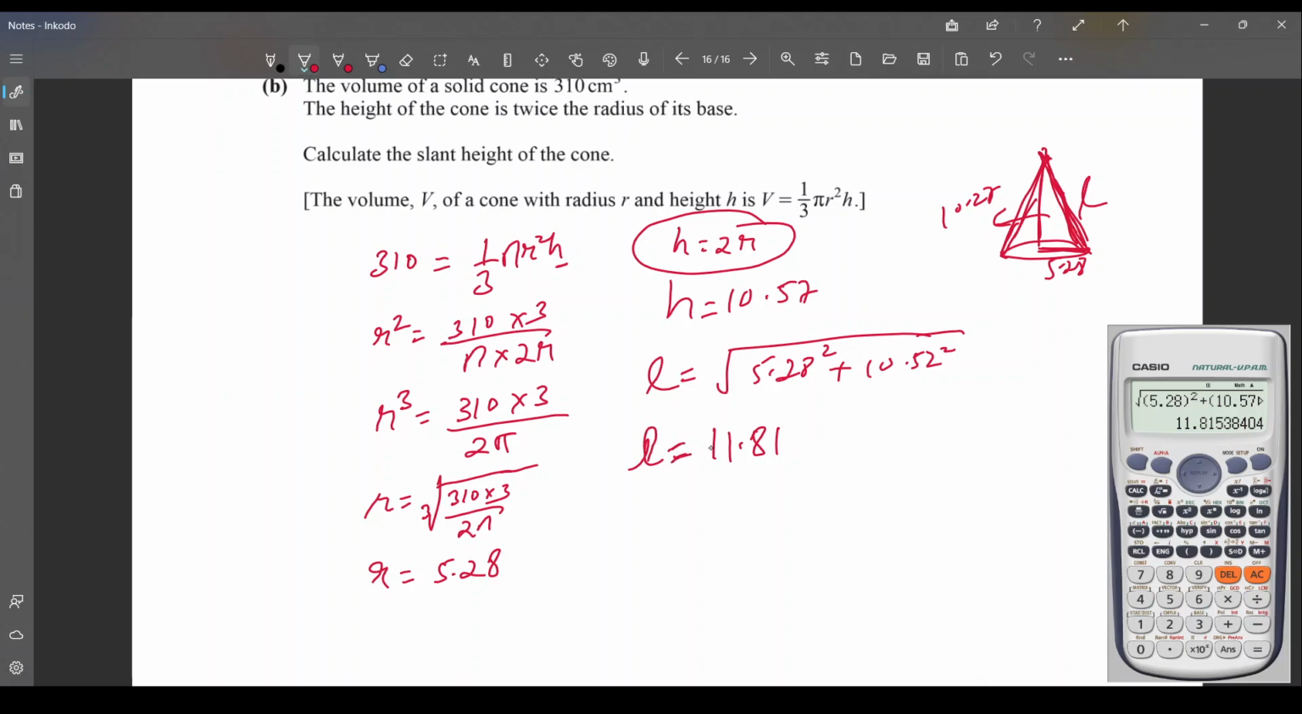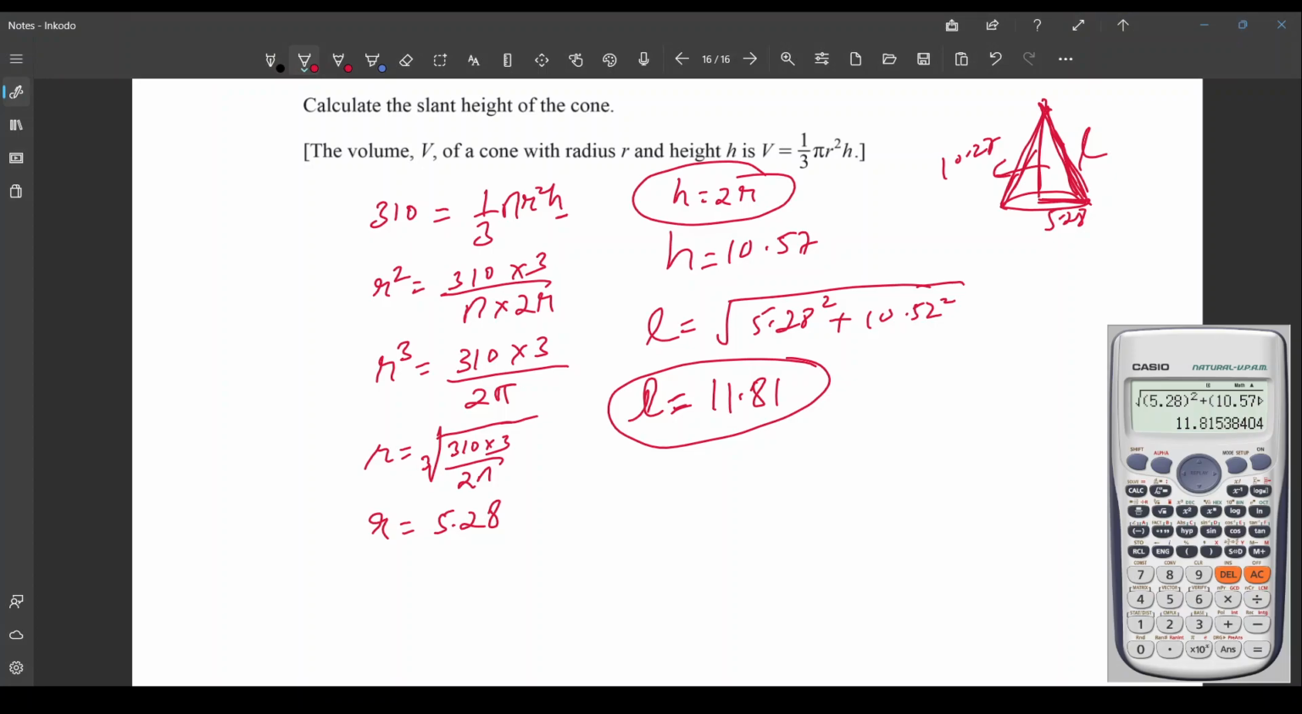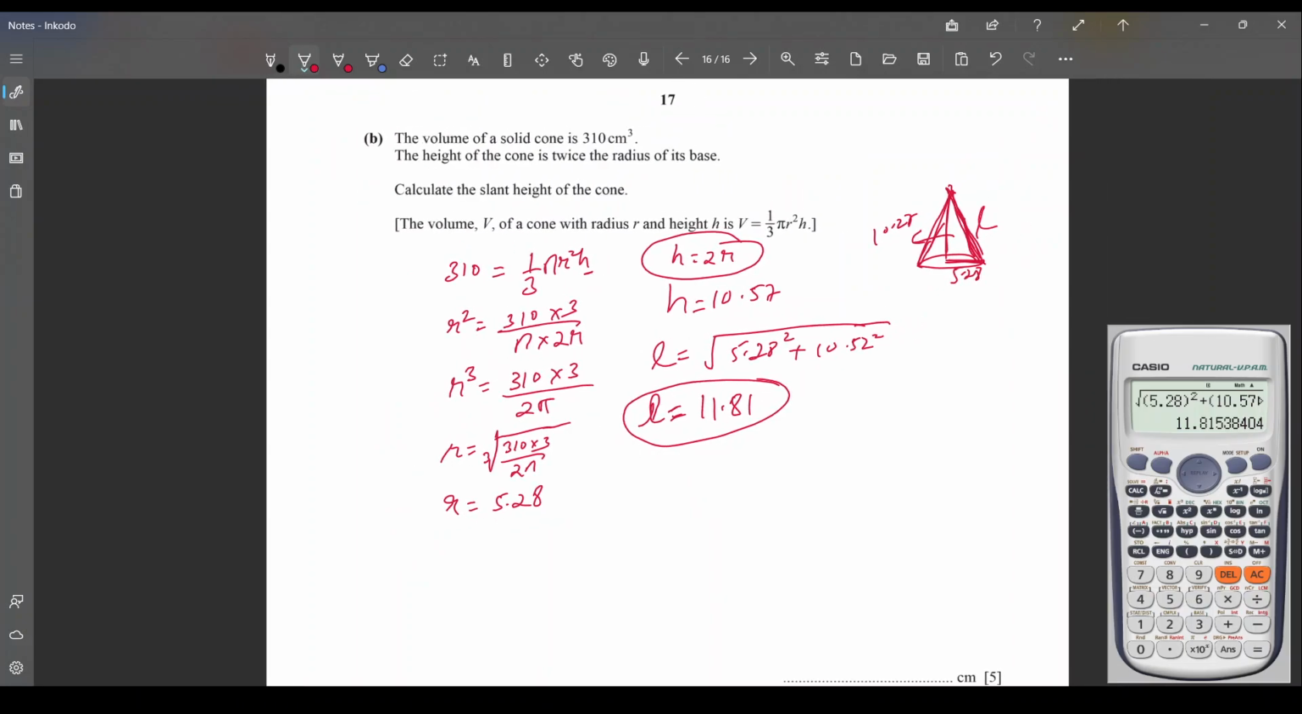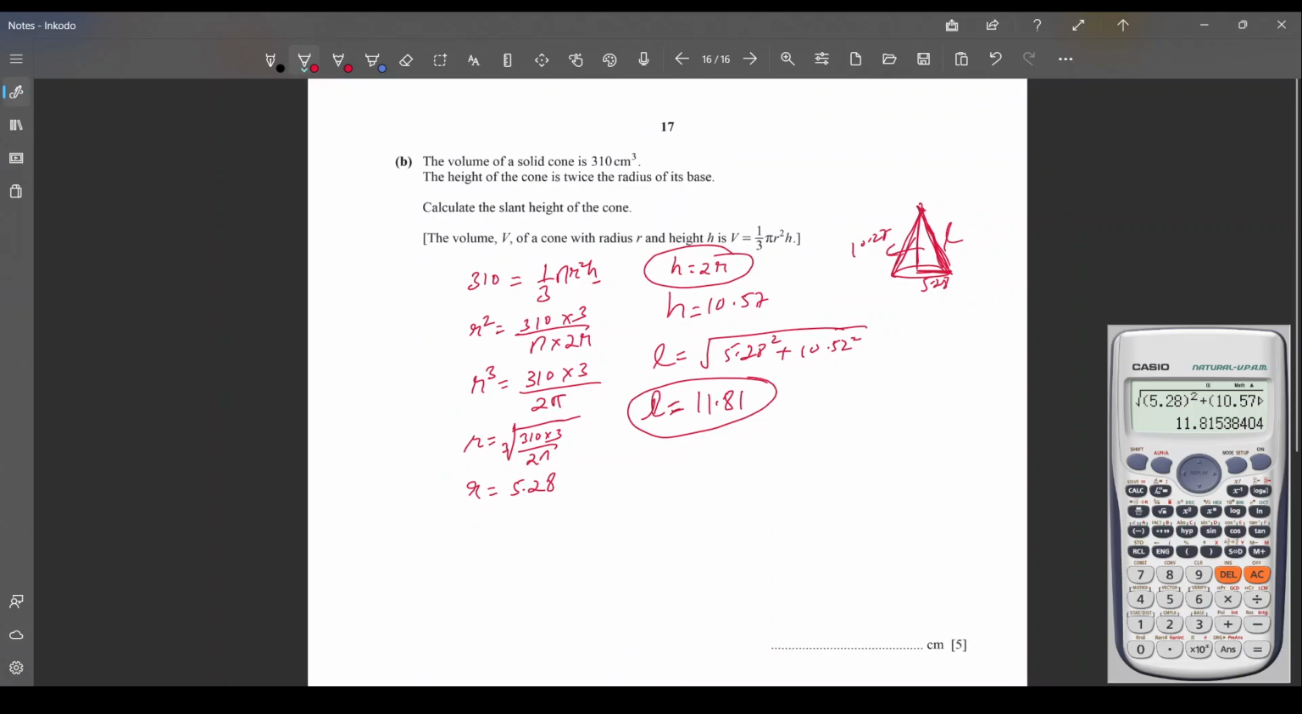11.81. So that will be your answer for the slant height, 11.81. Or yeah, you can also write 11.82, because 815 is written. So yes, 11.81 is your final answer.